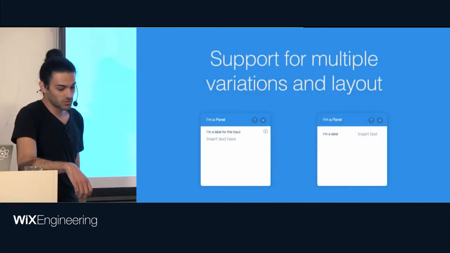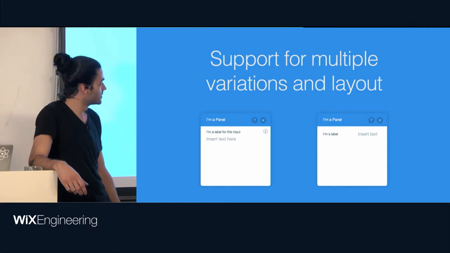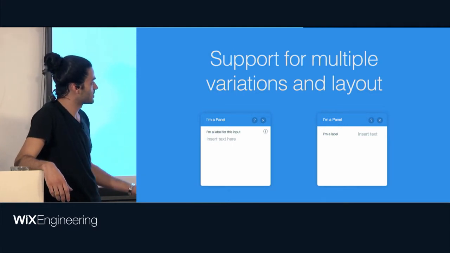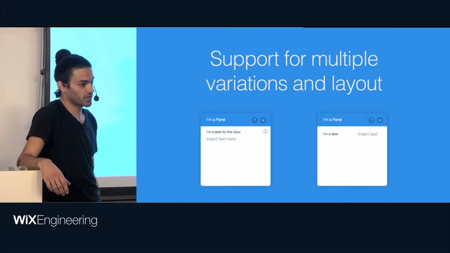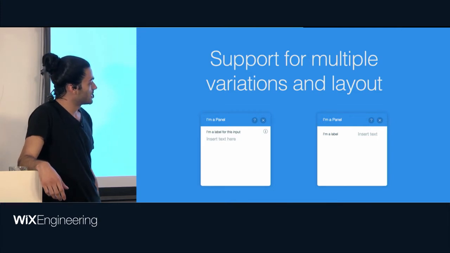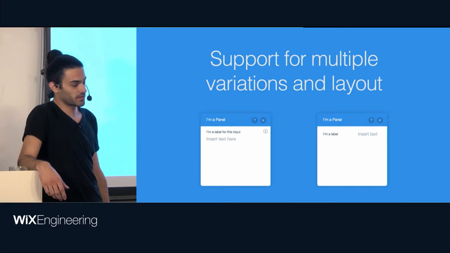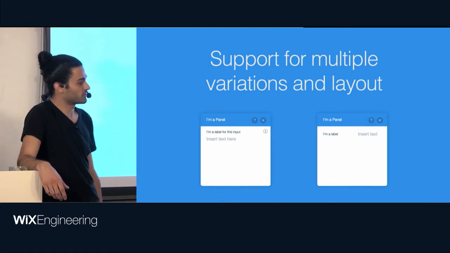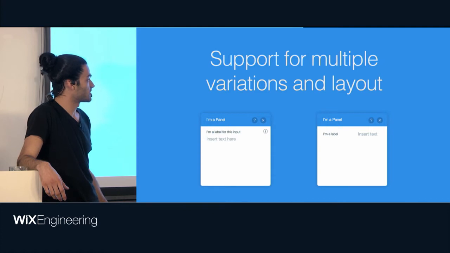We also need to support multiple variations of layout. On the right side, you can see a horizontal layout that does not have the info icon. And there are 3 approaches on how to deal with this. There's the good, the bad, and the ugly. Of course, I'm going to save the good for last. And I'm going to start with the bad.